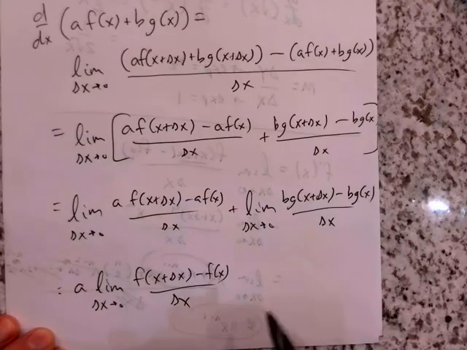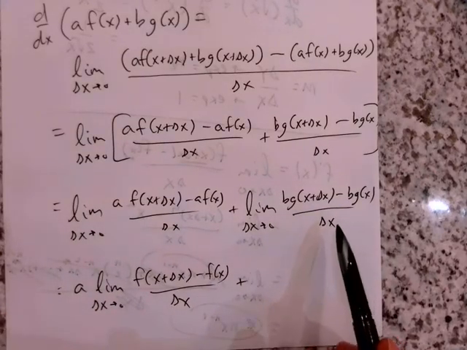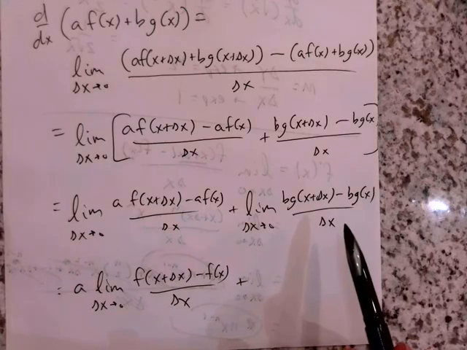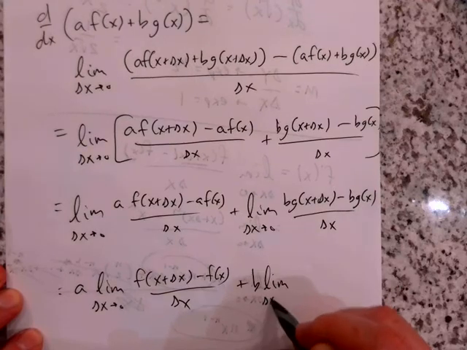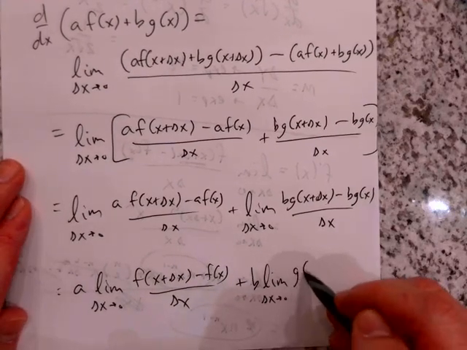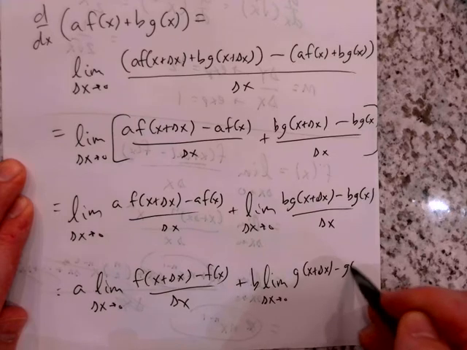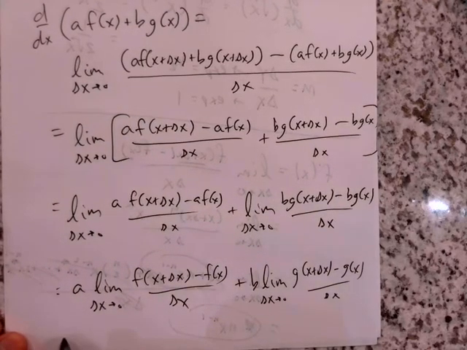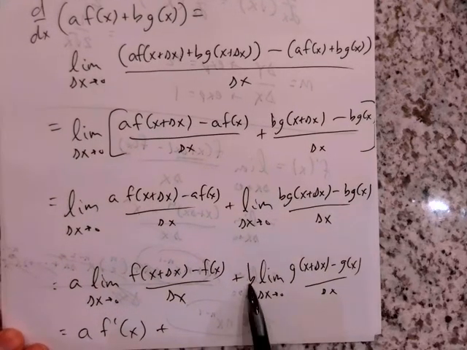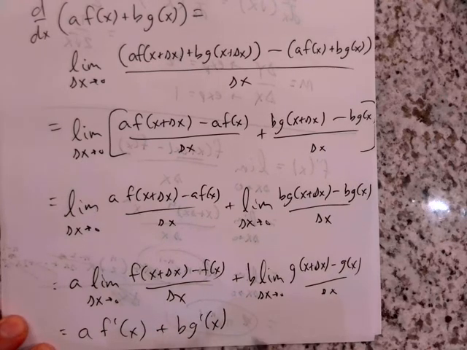And the same thing happens with our second limit. We can factor b, which also does not depend on delta x, so therefore it's constant, and we can factor it outside of the limit. And now we have our answer, because we have a times this limit. We know this limit's f prime. That is the definition of f prime. Plus b times this limit, we know this limit is g prime. And so we have our result.